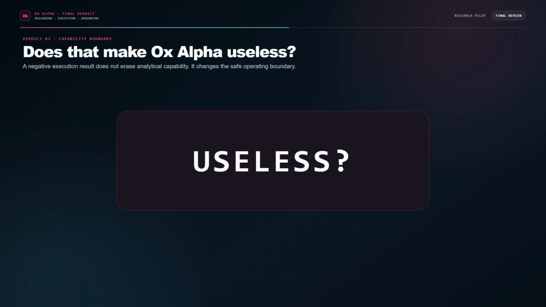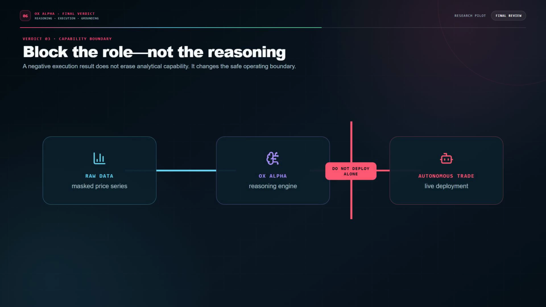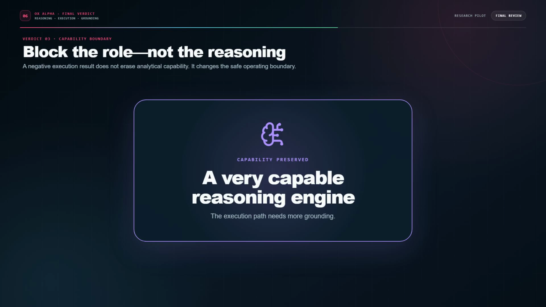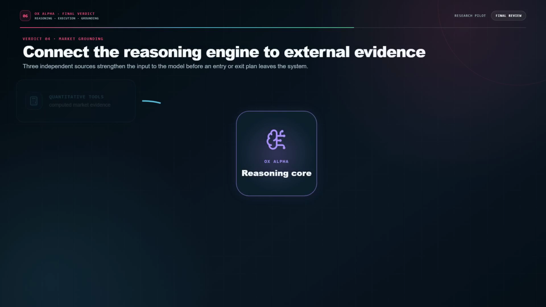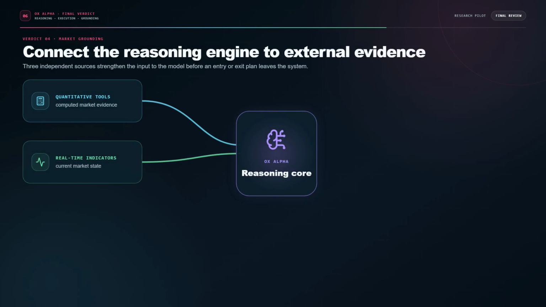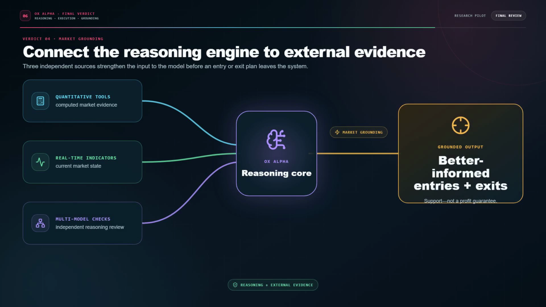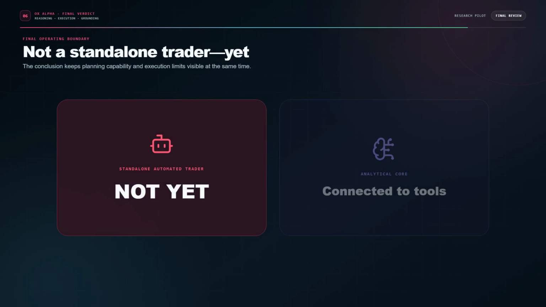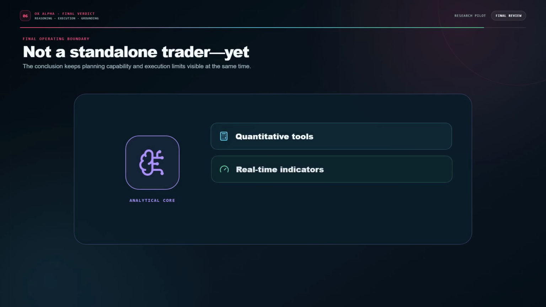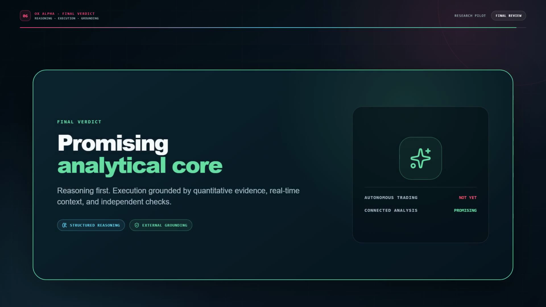So, does that mean Ox Alpha is useless? Not at all. I wouldn't let it trade alone on raw data, but it is a very capable reasoning engine. If you hook this model up with external quantitative tools, real-time indicators, and multi-model checks, you can bridge that gap, giving it the extra market grounding it needs to make much better entries and exits. It's not a standalone automated trader just yet, but as an analytical core connected to the right tools, it is a very promising piece of technology.